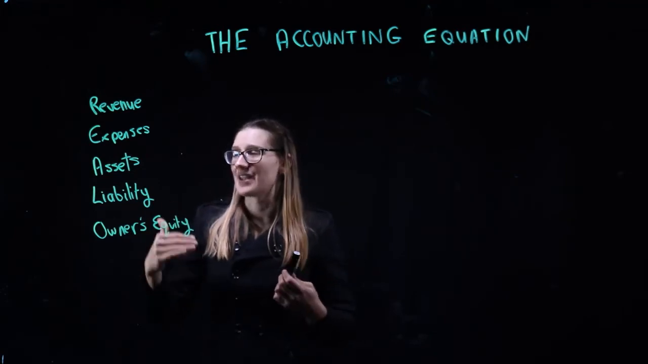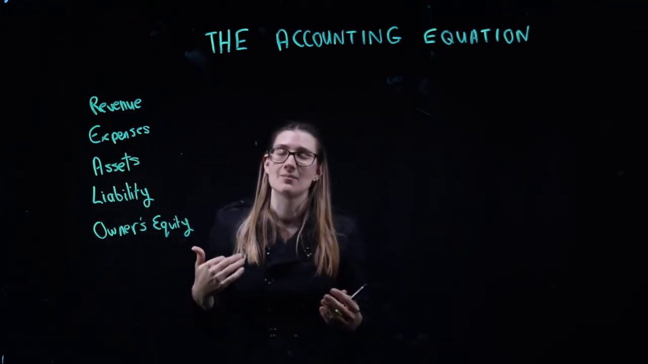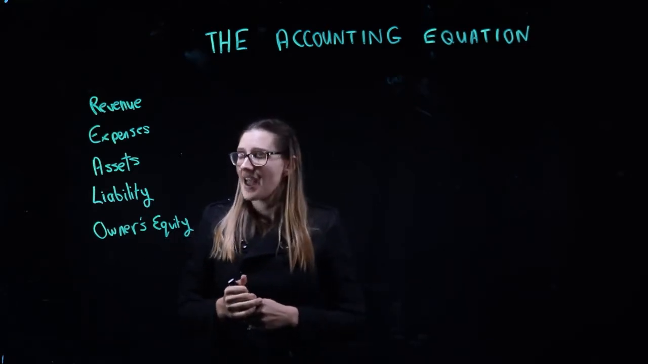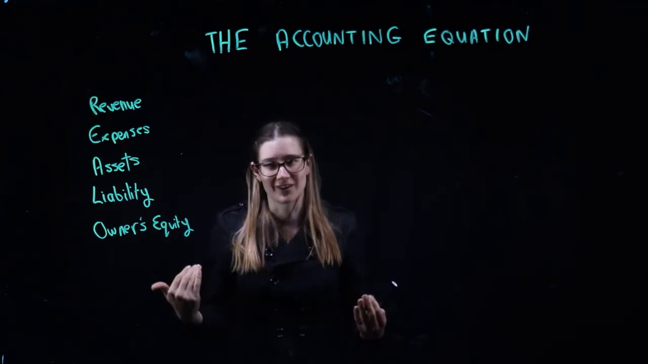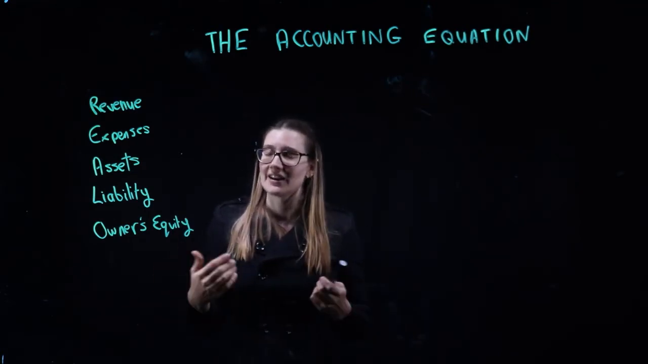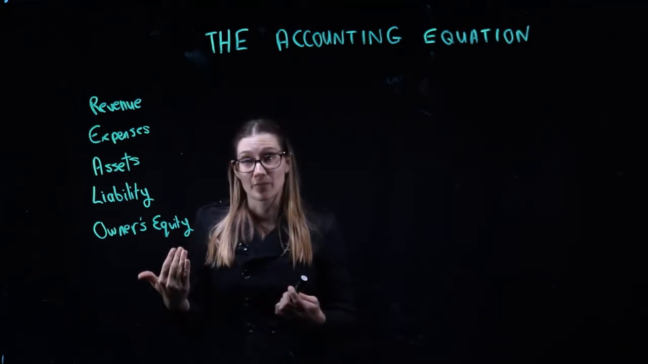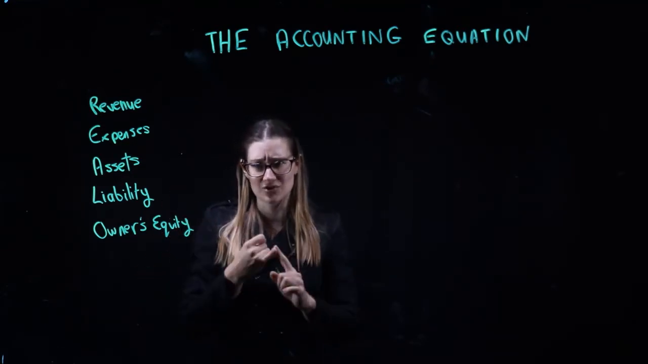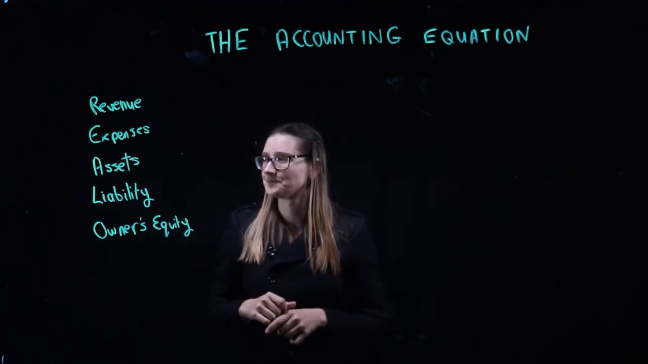Now, the reason that we have these accounts is so that we can organize our information in a way so that it makes sense to other people. And that's one of the reasons I like accounting so much, because I really like organizing things. Accounting involves organizing financial information so that it can be interpreted by others who need to make decisions about the business or to evaluate the business's performance.